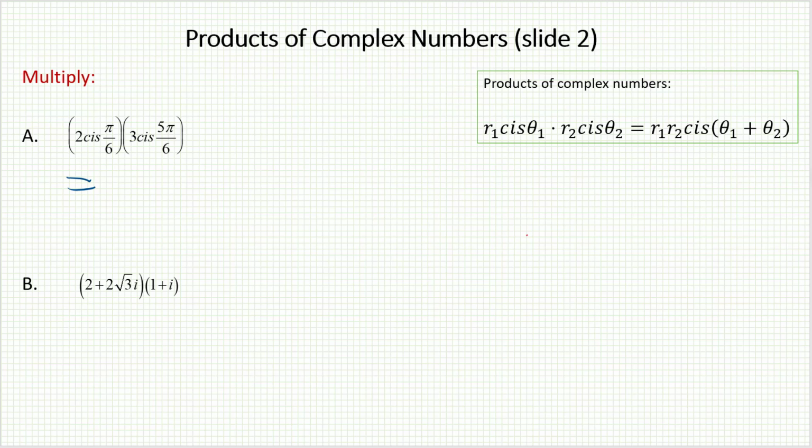Multiply the moduli. 2 times 3 is 6. And then add the arguments. Pi over 6 plus 5 pi over 6 would be 6 pi over 6, which reduces to pi. That's it. That's the product. It's as simple as that.